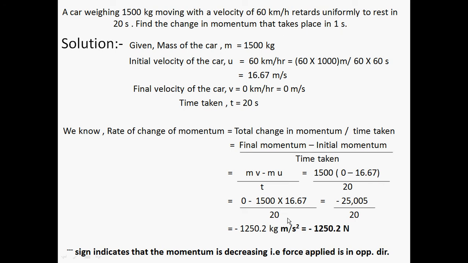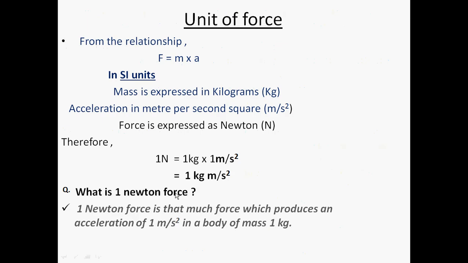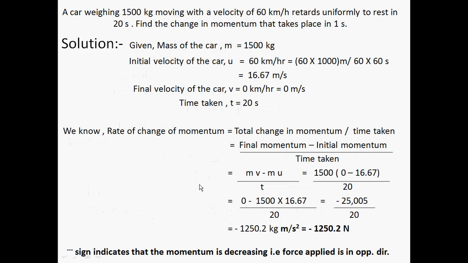Now if we divide the value by 20, immediately the change in momentum in 1 second can be calculated. So in this way, minus 25,005 upon 20, the value comes out to be minus 1250.2 kg meter per second square, and as I told you earlier in the previous slide, kg meter per second square is 1 Newton. So this is minus 1250.2 Newton.